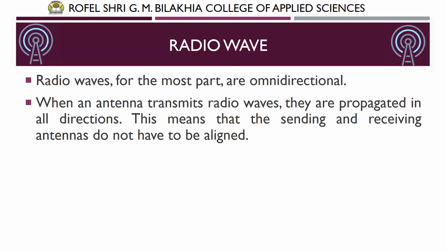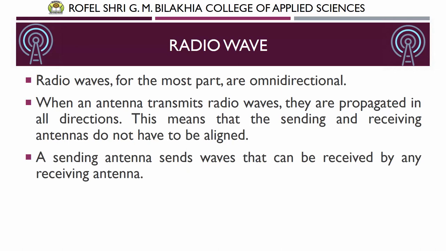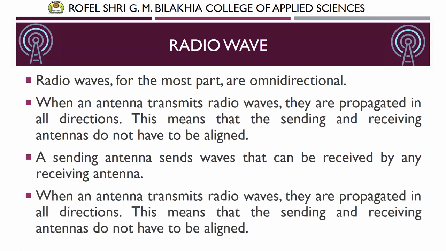Okay. Now, a sending antenna sends waves that can be received by any receiving antenna. And when an antenna transmits radio waves and they are propagated in all directions, this means that the sending and receiving antennas do not have to be aligned. Now, here the omnidirectional property has a disadvantage too. And that is the radio waves transmitted by one antenna are susceptible to interference by another antenna that may send signals using the same frequency or band, right?